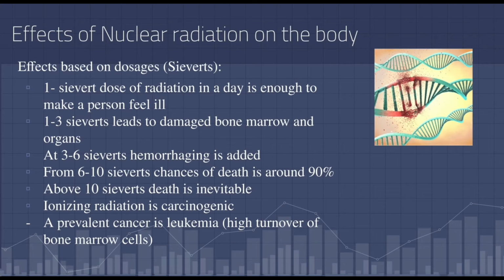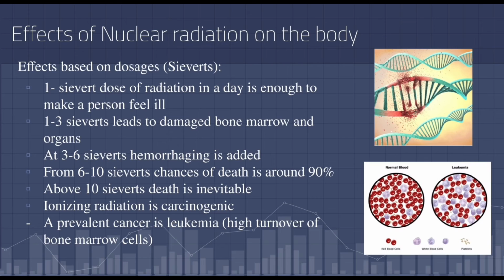1 to 3 sieverts leads to damaged bone marrow and organs. At 3 to 6 sieverts, hemorrhaging is added. From 6 to 10 sieverts, chances of death is around 90%. Above 10 sieverts, death is inevitable. Ionizing radiation is carcinogenic. A prevalent cancer is leukemia. This is due to the high turnover rate of bone marrow cells.